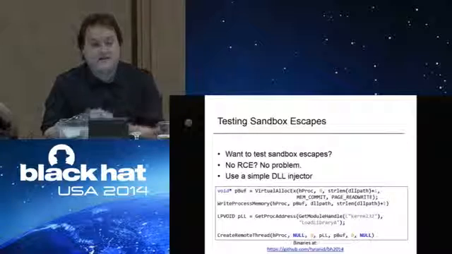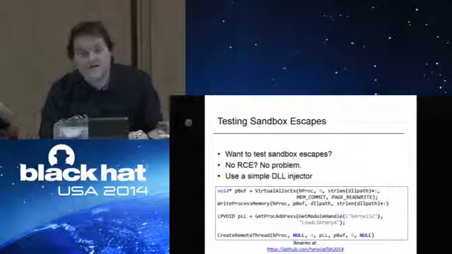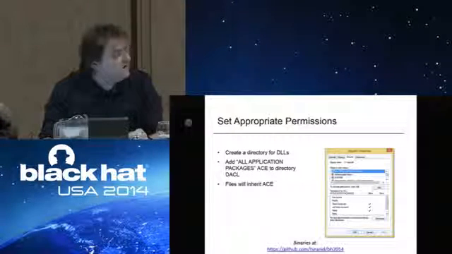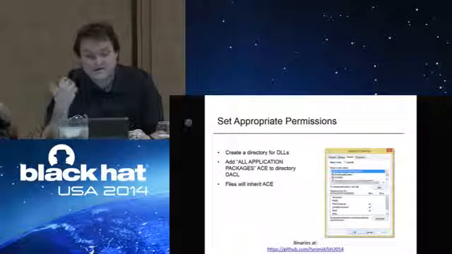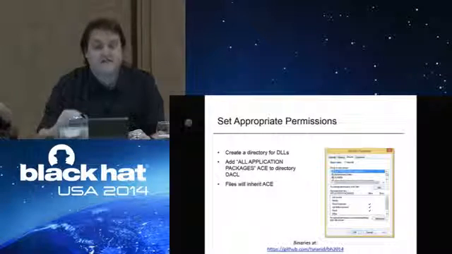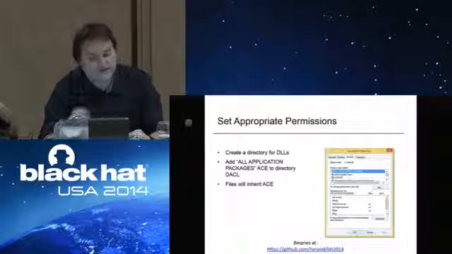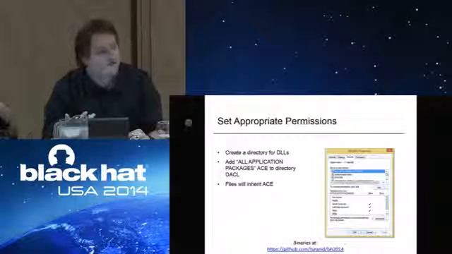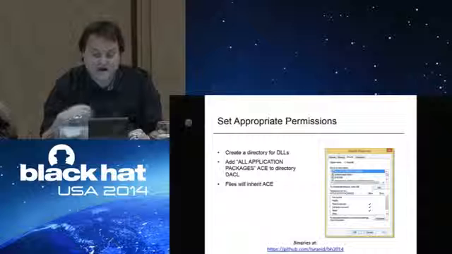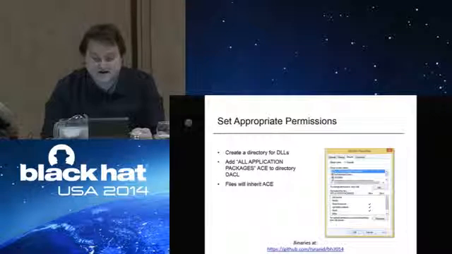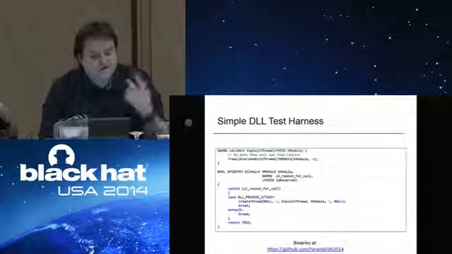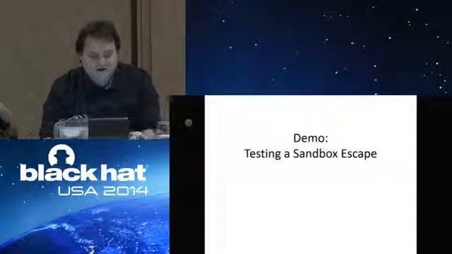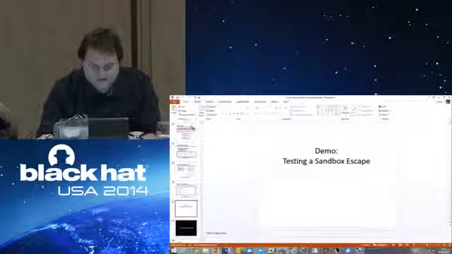You can just inject an arbitrary DLL into the sandbox process, run your test, run your escape, see if it works. The only proviso is you need to be able to give IE access to that DLL. Obviously, if you say load this DLL, and you've not given read permissions to it, it's not going to get very far. So the simplest way: change the access control list, add the All Application Packages group SID to it. You can then get read access to that file, and you can inject. So you can build up a simple test harness. There's example code for this on my GitHub page.